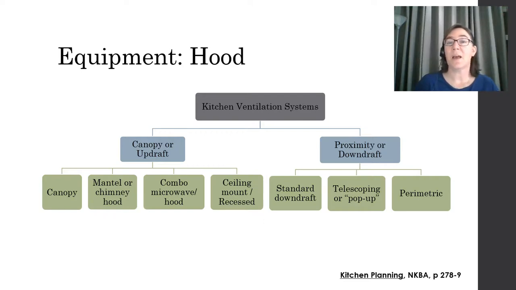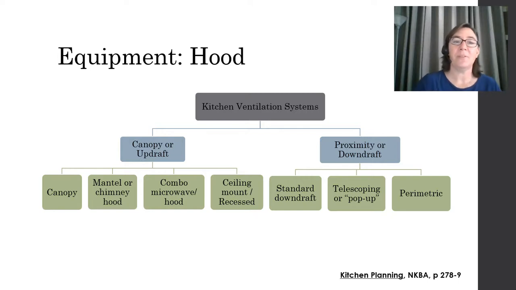Kitchen ventilation systems come in two major categories. The first is updraft, and the second is downdraft. And these refer to the direction of air movement from a cooking appliance or cooktop. If your air is generally moving up and being exhausted up from that cooking surface, it's an updraft ventilation system. If your air is being sucked sideways or down and being exhausted in a downward direction, that would be a downdraft system.